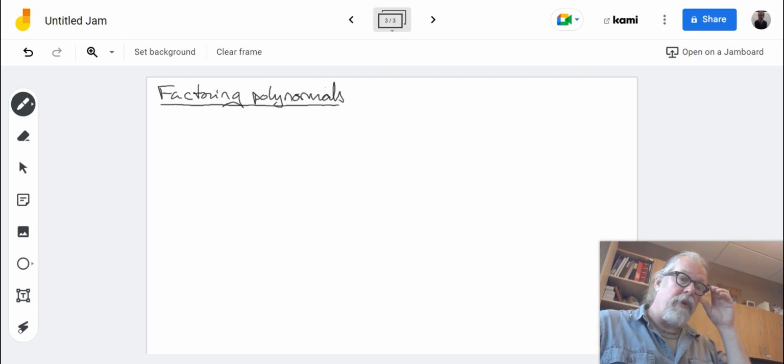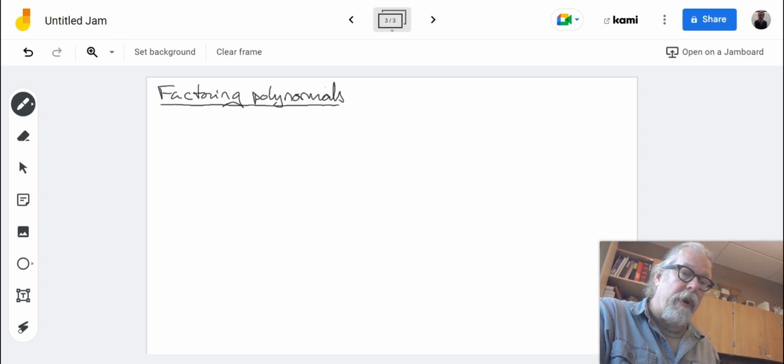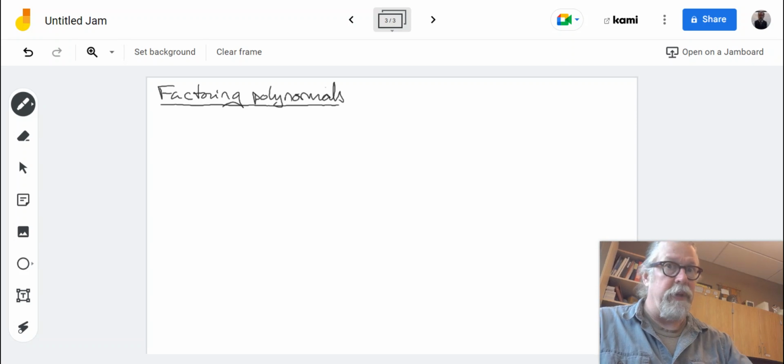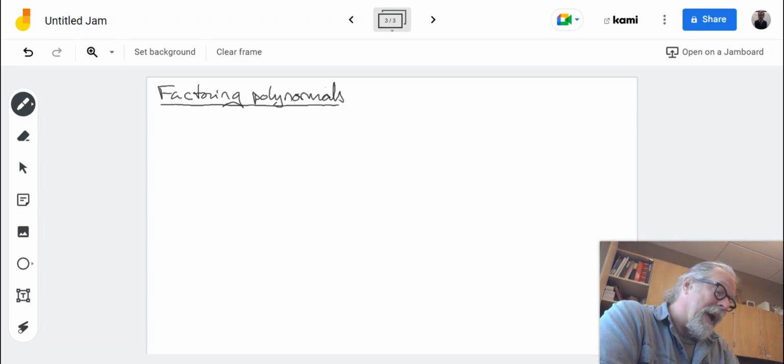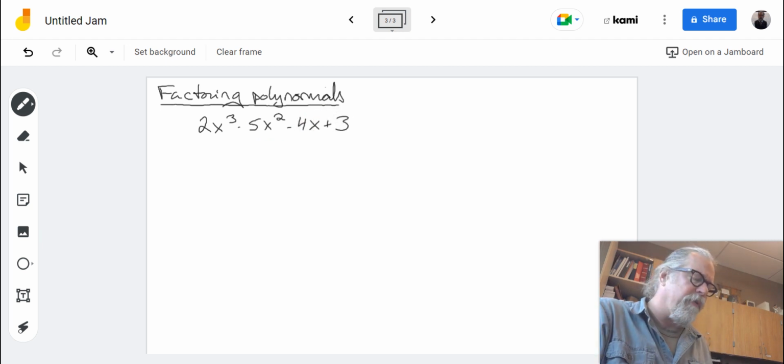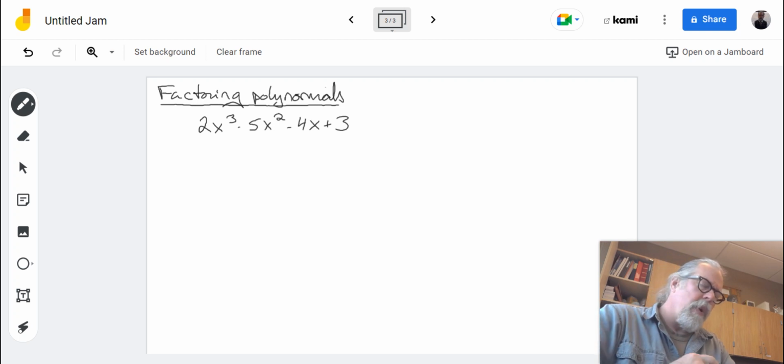Let's talk about factoring polynomials. We all know how to factor quadratics, or at least we should at this point. But what about 2x cubed minus 5x squared minus 4x plus 3? We don't have an easy strategy for factoring a cubic. So there's a couple of things that we can do that makes life easy.